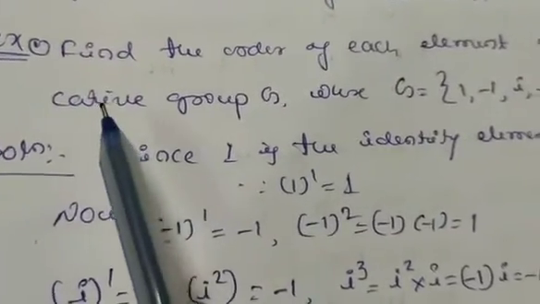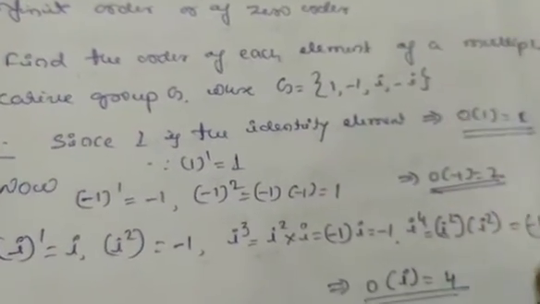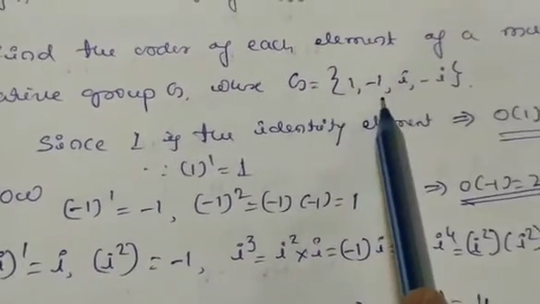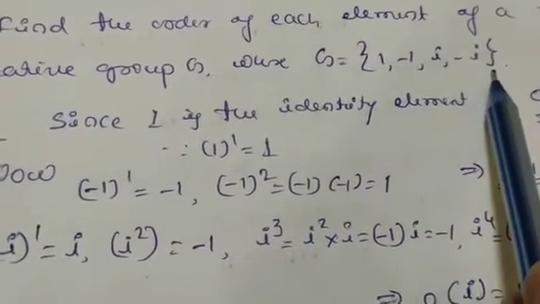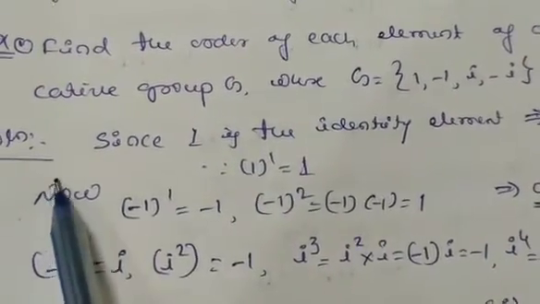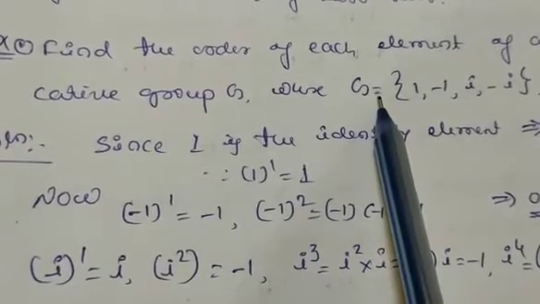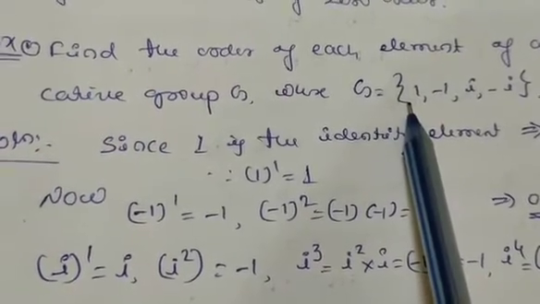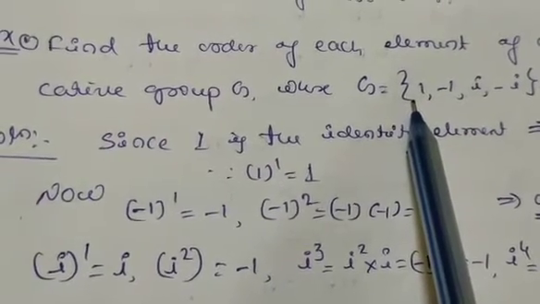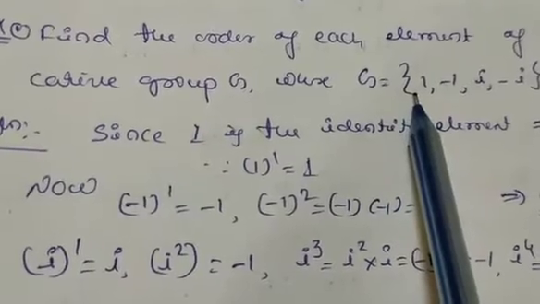Let us take one example here. Find the order of each element of a multiplicative group G, where G equals {1, -1, i, -i}. So here, take the solution. This is a multiplicative group. Multiplicative group means here 1 is the identity element. This we know: 1 is the multiplicative identity and 0 is the additive identity. Since it is a multiplicative group, 1 is the identity element.